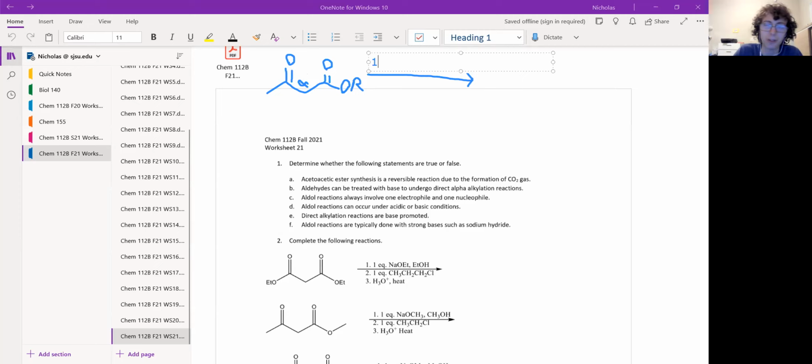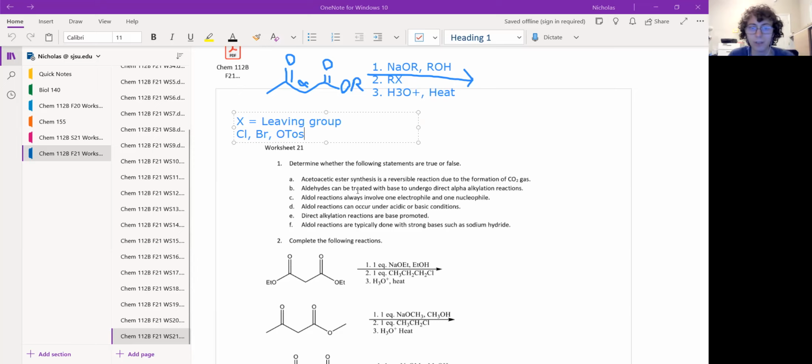And then it's usually a 3-step process. The first step, you add a base. In the second step, you add an alkyl group with a leaving group. And in the last step, you add acid, heat. So again, X is leaving, like chlorine, bromine, OTs. Those are the main ones, like halogen and OTs. So you had a base, something with a leaving group, acid and heat.